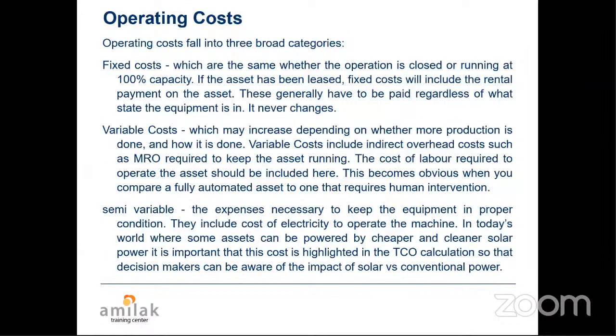The next one that I want to talk to you about is the operating costs. Now, these operating costs fall under three categories, so we are explaining them here. You've got fixed costs, you've got variable costs, and you've got semi-variable costs. Each of these is a component of the operating costs of an asset, and they form part of the total cost of owning an asset.